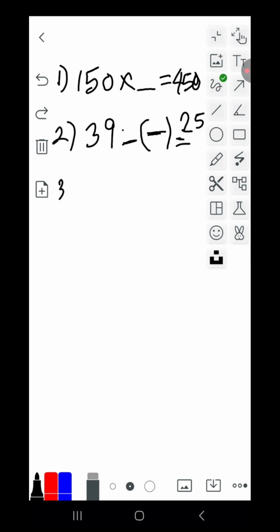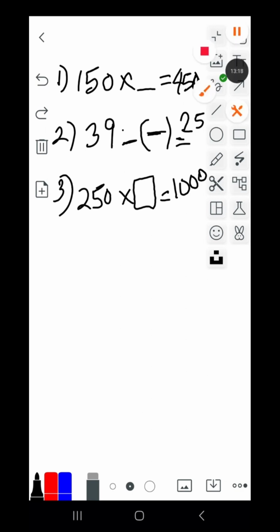And one more question. If I say to you, the missing number this time would not be in here. It will be 250 multiplied by a missing number or an unknown number equals £1,000. Okay, do you like to give that a try? Put your answers in the comment box. Thank you.